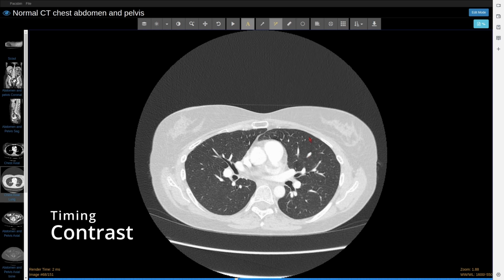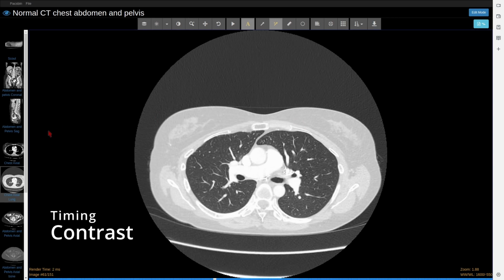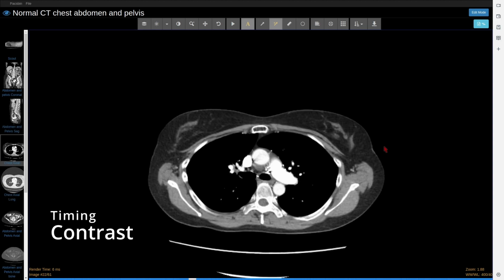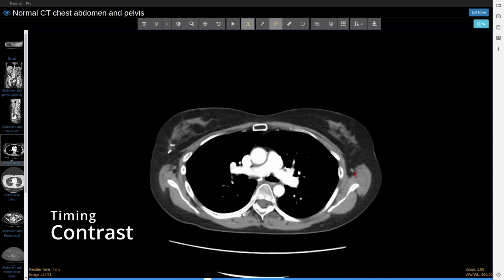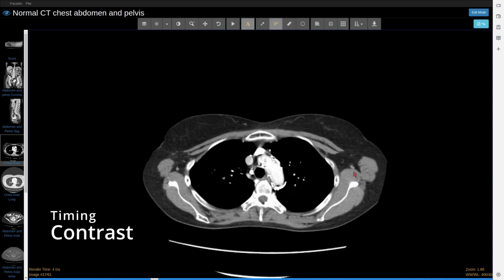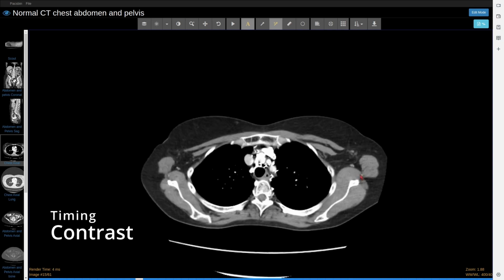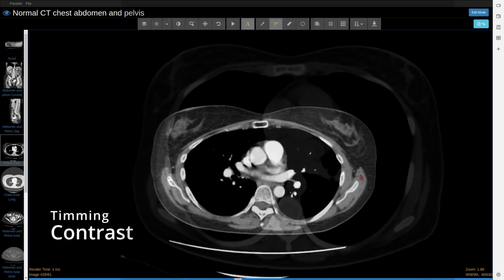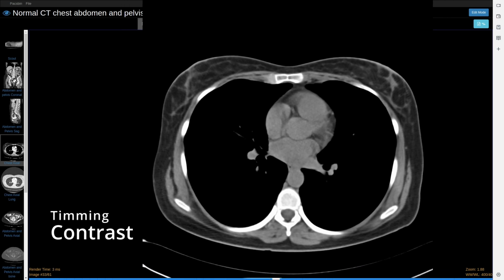Part 1. Understanding contrast timing. Now let's focus on CT scan of the chest. There are various ways to image the chest with CT, and each has its own protocol. For this particular case, a routine protocol with IV contrast was used. However, it's important to note that you can also have a non-contrast CT chest without IV contrast.